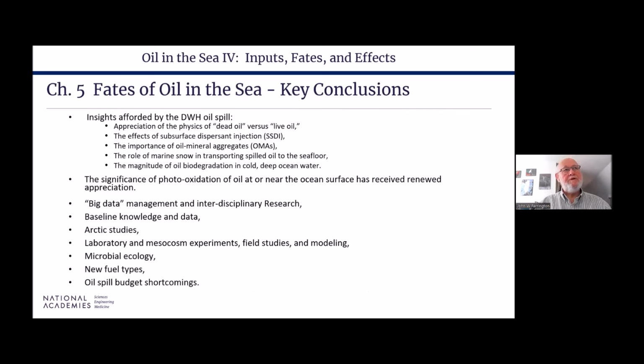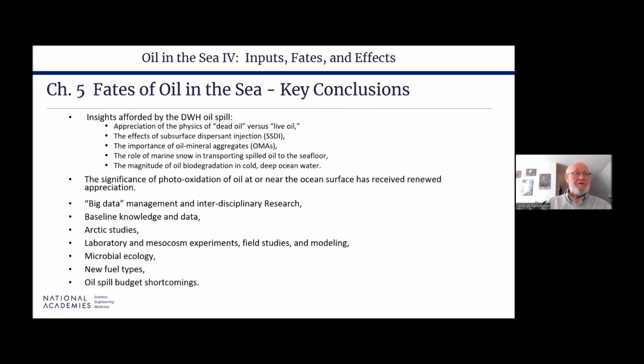So we'll just summarize here with a few key conclusions on the fates of oil in the sea. There were insights afforded by the Deepwater Horizon oil spill. Appreciation of the physics, the dead oil versus live oil, as Scott has been pointing out, and I think we've now emphasized that three or four times. The effects of subsurface dispersant injection is something that required a great deal of attention and was something new. I should emphasize that we deferred in our report on many things related to dispersants to the National Academy of Science, Engineering and Medicine report from a year or so ago on dispersant of oil in the marine environment. So we have several references to that, and we encourage people to take a look at that in conjunction with our report.